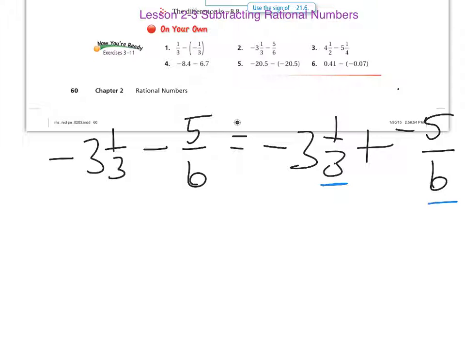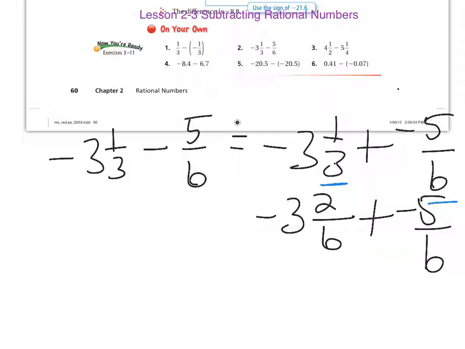I just want to delete these little lines that I just did here. Okay, so if I have 3 1/3, we said was a negative 3 2/6 plus negative 5/6. Okay, so now we got our common denominator. Now you got to make an improper fraction.